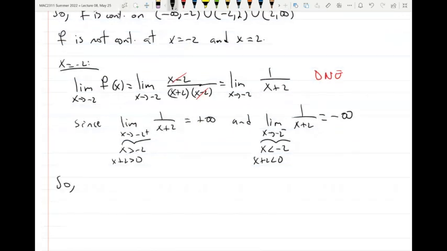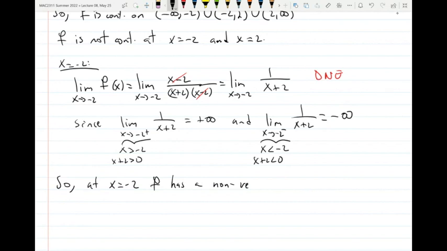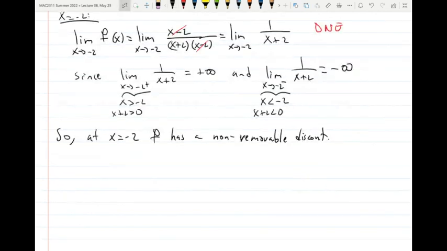Anyways, so this means that at x equals -2, f has a non-removable discontinuity. Do you understand this? All right, so that was x equals -2. Now we analyze x equals 2.